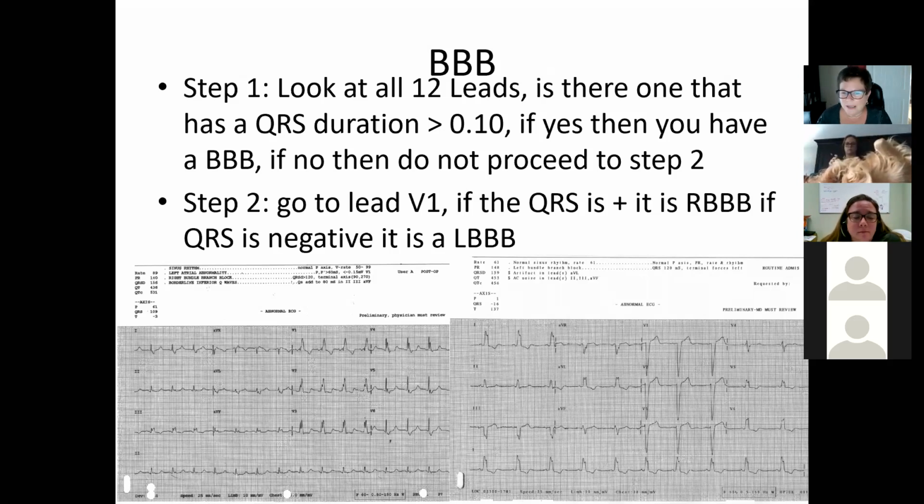But just know that a new left bundle branch block is a STEMI equivalent and is an indication for thrombolytics.